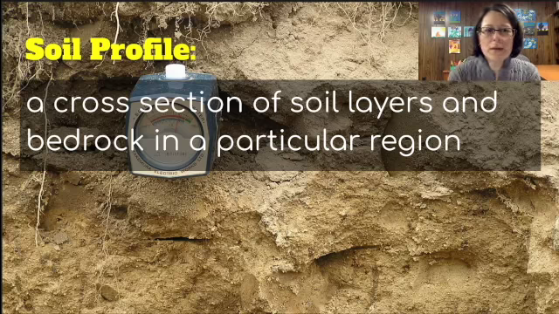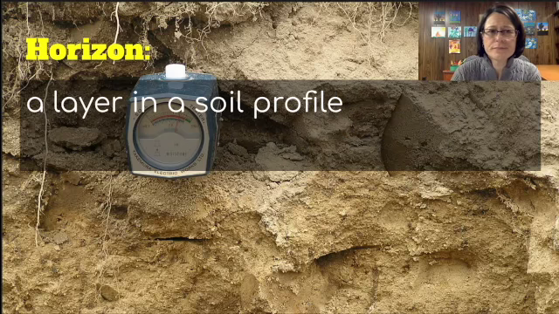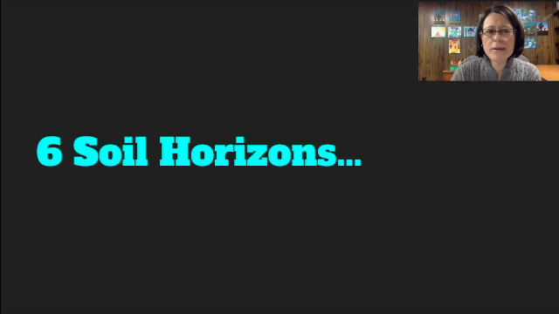So a soil profile is a cross-section of soil layers and bedrock in a particular region. Maybe you have seen a soil profile here. We see different colors here. You can see these on perhaps a hillside where the soil has been removed, next to a stream where the bank is undercut. Maybe you've dug a hole and you've seen that there are actually different layers to the soil. There are different colors. And a horizon is one of these layers in the soil profile.